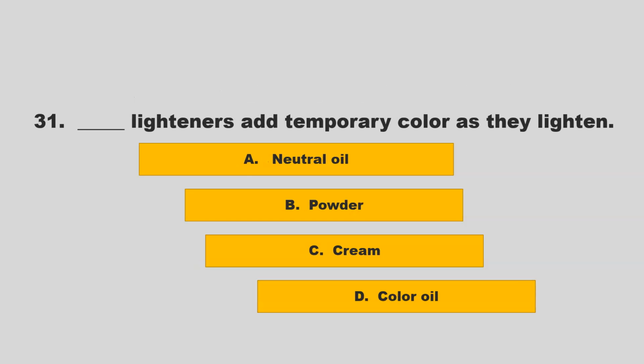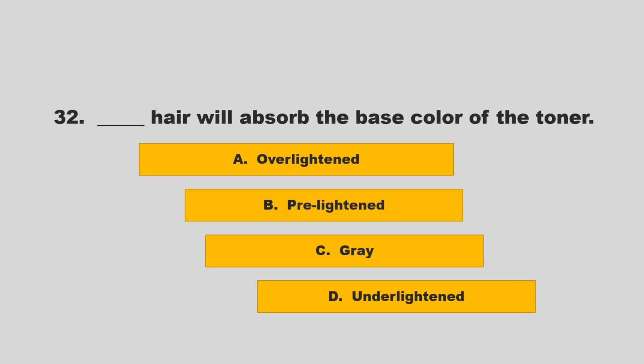Blank lighteners add temporary color as they lighten. Is it neutral oil, powder, cream, or color oil? If you chose D, color oil, you are correct.